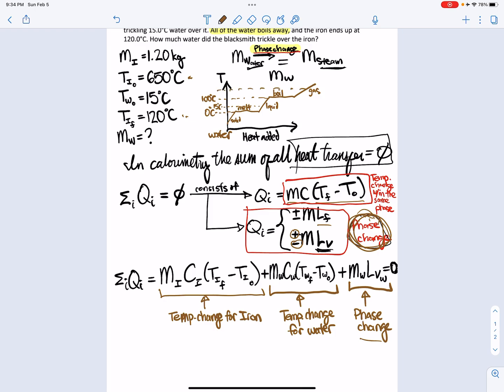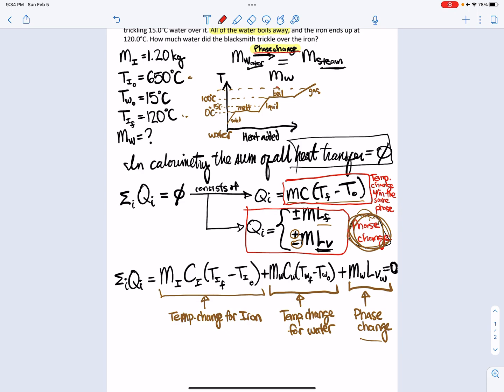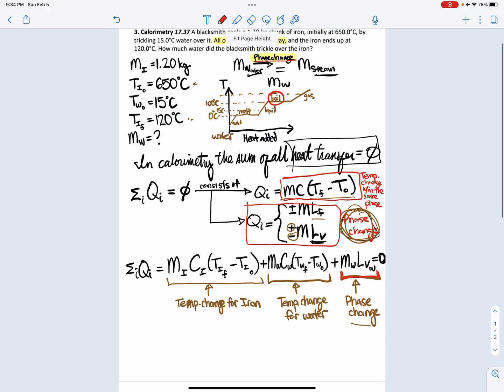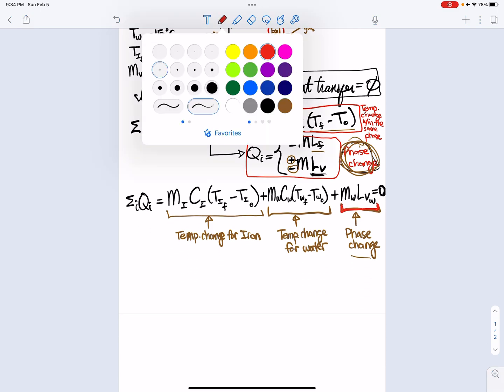I don't know what, somewhere there. But anyways, it does experience phase change here at this point when it boils, right? So that's why we've got this term added for water. Okay, that was just a little side note. Now back to the problem.